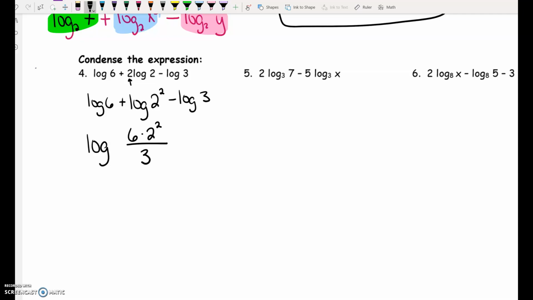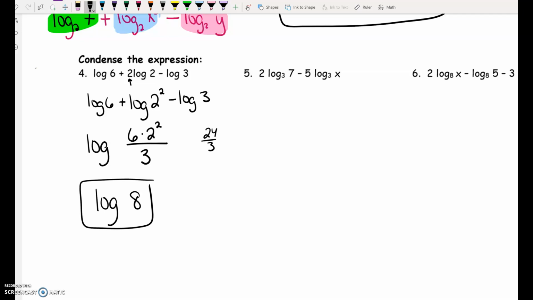And on a test, I would give you like letters and numbers combined. I would take this as your answer. Here, they're going to want you to actually plug this into your calculator. So 2 squared is 4. 4 times 6 is 24. And then 24 divided by 3 is 8. So this ends up being the log of 8.